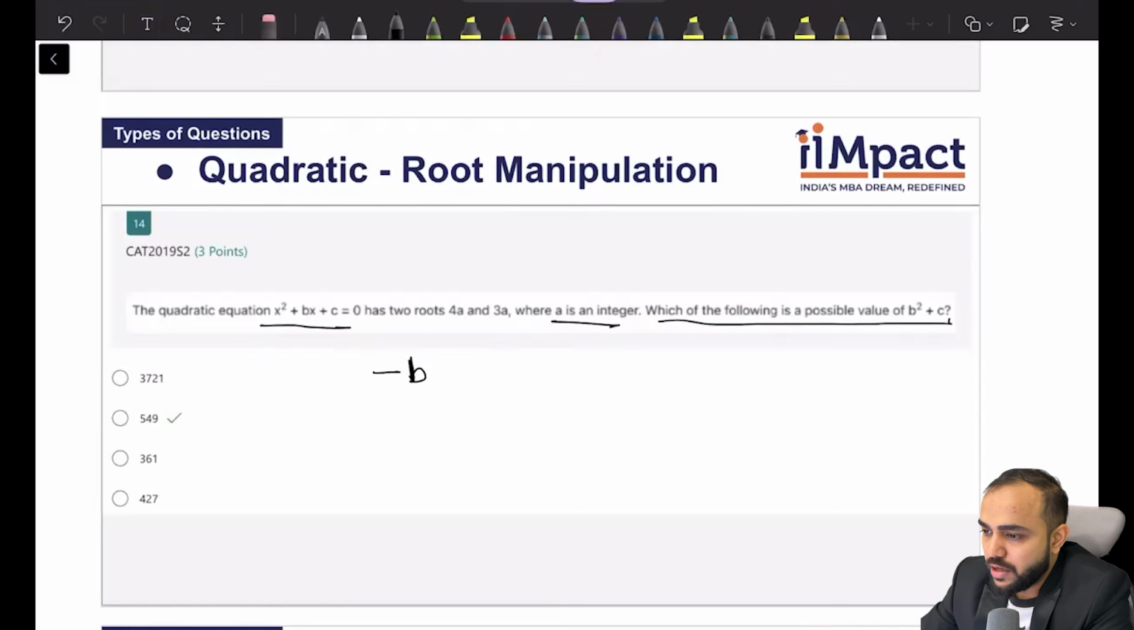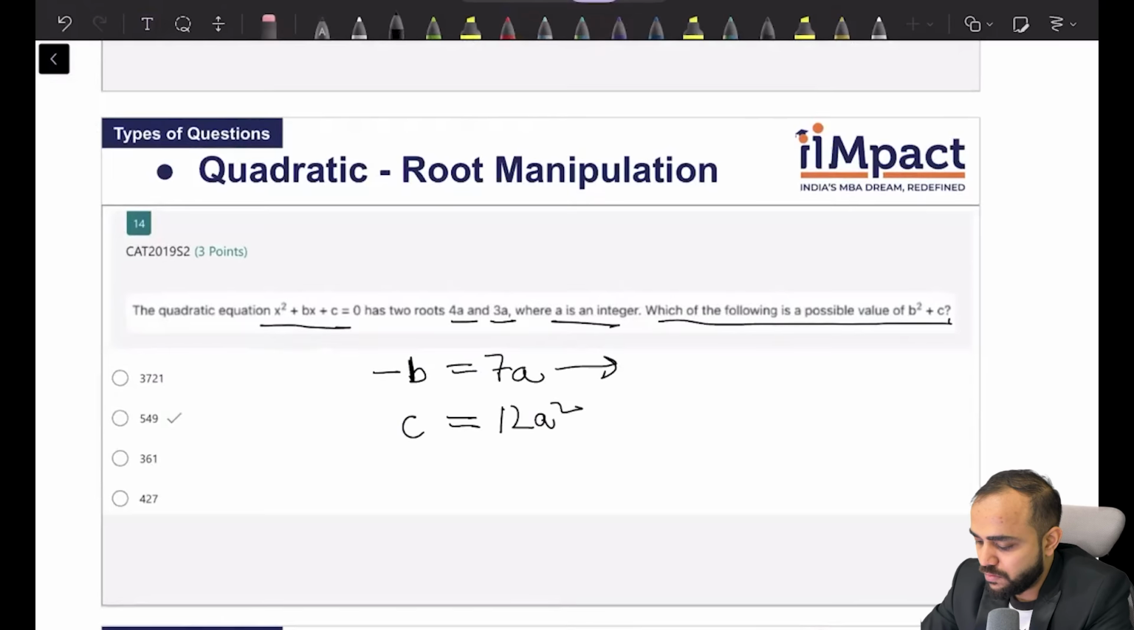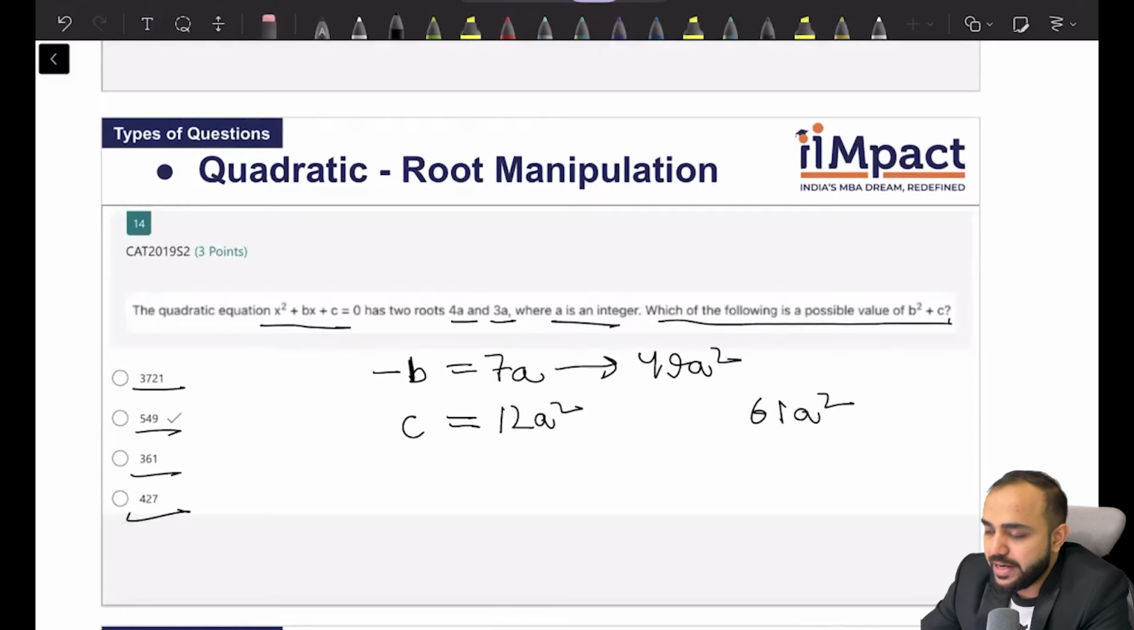All right. So the sum of the roots for this quadratic is going to be minus b, which is 4a plus 3a, that is 7a. And the product of the roots, c by 1, is going to be 4a into 3a, which is 12a square. So b square is going to be 49a square, and b square plus c is going to be 61a square. So out of the options, you have to find the multiple of 61 because a is going to be an integer. Furthermore, you might have other options as well.